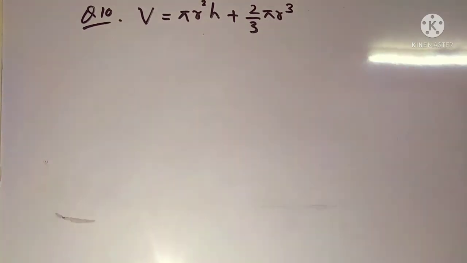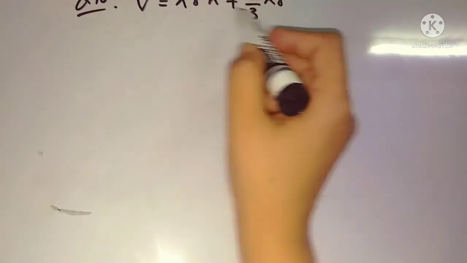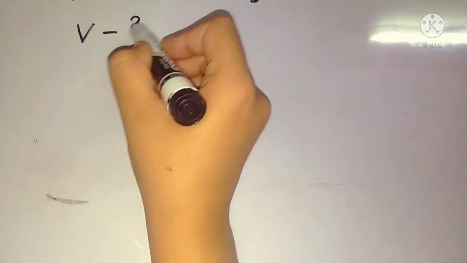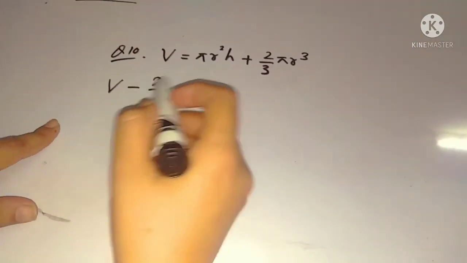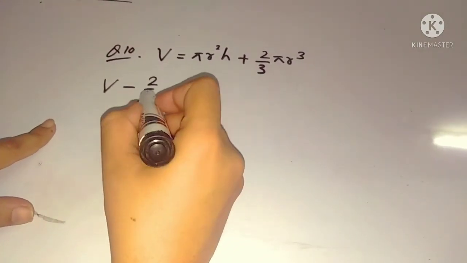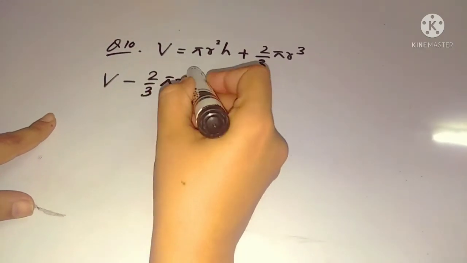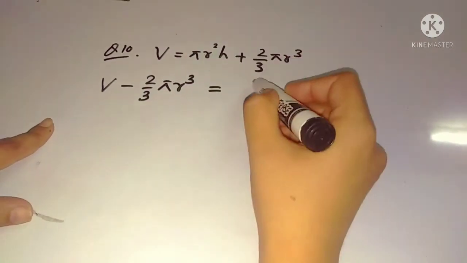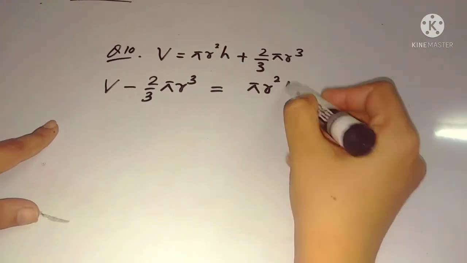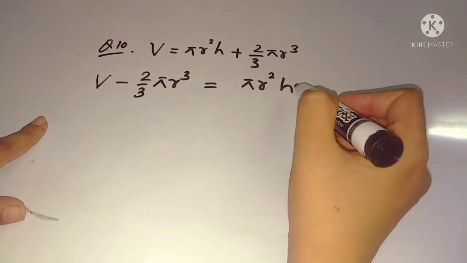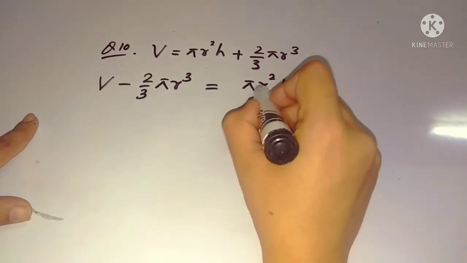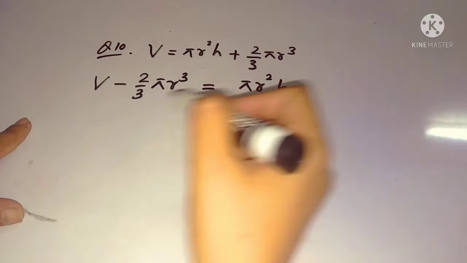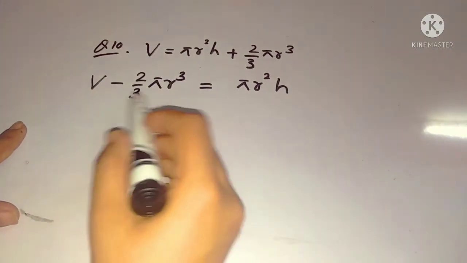You have to make h the subject, so move this term to this side. Adding over here, it will come to this side and be subtracted. So v minus 2 over 3 pi r cube. So what's left over here? Pi r square times h is left. We have to make h the subject, so we will divide by pi r square. This pi r square is multiplying with h, so when it comes to this side, it will be divided with both terms.